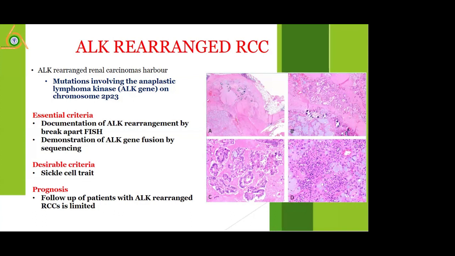So the essential criterion is documentation of ALK rearrangement by FISH or sequencing. This is the essential criterion told by WHO, but you can also pick them up with specific IHC first in screening and then go for the rearrangement pick up by the FISH. So this is how usually we diagnose this kind of ALK RCC. Okay, they are also associated with sickle cell trait. And as of now, we don't know the prognosis because there are very few cases. It's good that if you see these kinds of RCCs, you should do ALK in your differential.